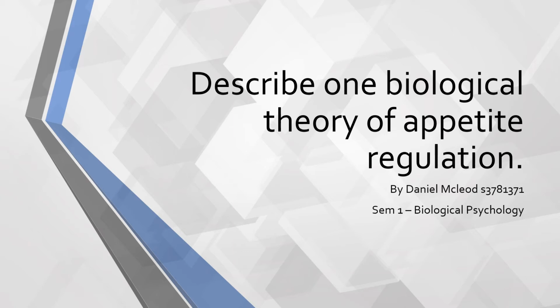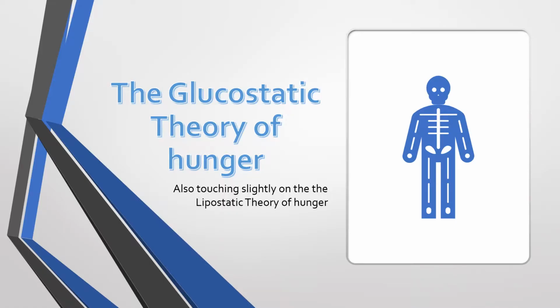Hey guys, so as part of my course, Biological Psychology, I have to present an oral presentation, and the oral presentation I'm presenting today is Describe one biological theory of appetite regulation. So the theory that I'm going to be mainly looking at today is the glucostatic theory of hunger, and I'll also be touching slightly upon the lipostatic theory.